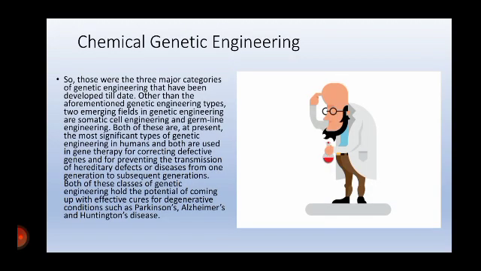So the last one is chemical genetic engineering. Chemical genetic engineering is the most basic form of applied genetic engineering, as it involves isolating, classifying, and charting genes in order to prepare them for use in applied genetic engineering activities and studies.